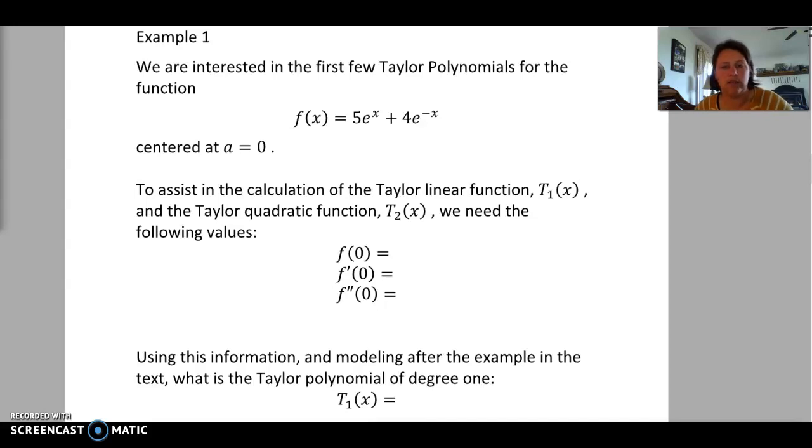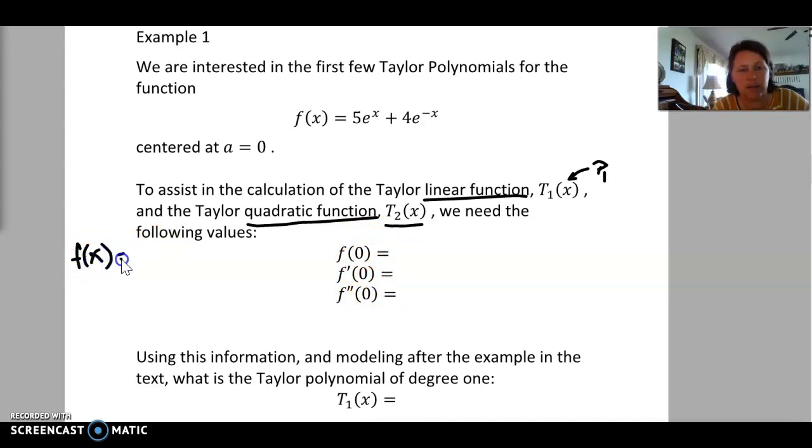To assist in the calculation of the Taylor linear function t sub 1, so this is just a different notation. In the last example, we were calling this p sub 1, polynomial of degree 1. This is just saying we're using a Taylor series to find a first degree polynomial. They are also calling that a linear function, which we know it's the same thing. And then also a Taylor quadratic function, t sub 2 of x. We need the following. So first thing that we need to do is figure out what all of those coefficients are. The coefficient is the derivatives of each one of those. So let's go ahead and find derivatives first.